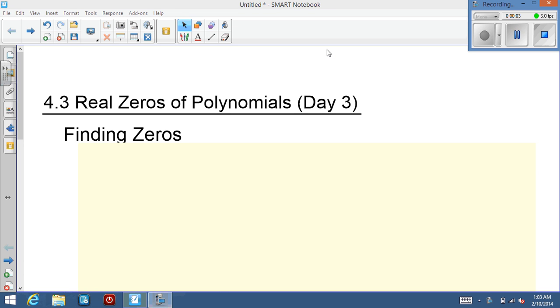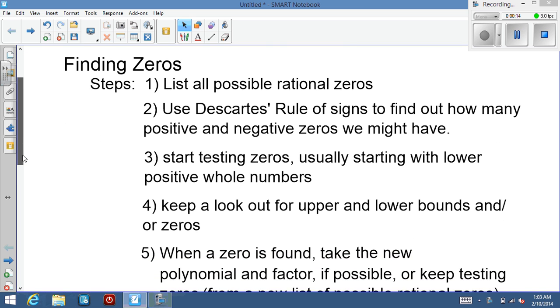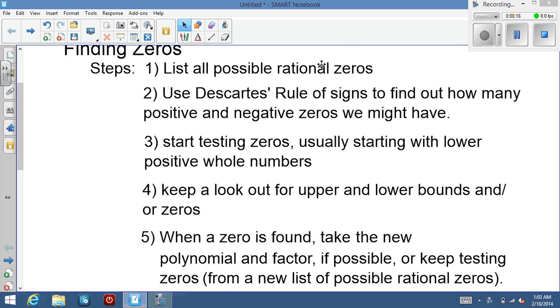Here we are looking at 4.3 real zeros of polynomials, day 3. We need to find zeros, and the steps are to list all possible rational zeros, and then to use Descartes' Rule of Signs to find out how many positive and negative zeros we might have, and then start testing zeros, usually starting with lower positive whole numbers.